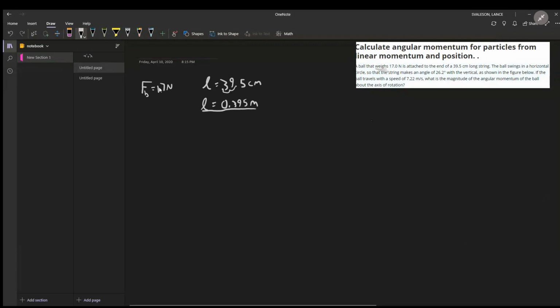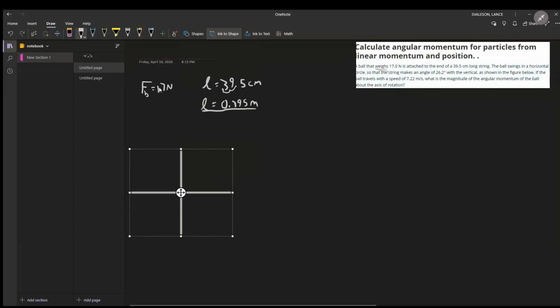What other information does it give us? The ball swings in a horizontal circle so that the string makes an angle of 26.2 degrees with the vertical. The figure did not show up in Wyzant, so I'm just going to draw what I assume this looks like. I don't know if it's above the x-axis or below the x-axis. For argument's sake, we're just going to say it is below the x-axis.